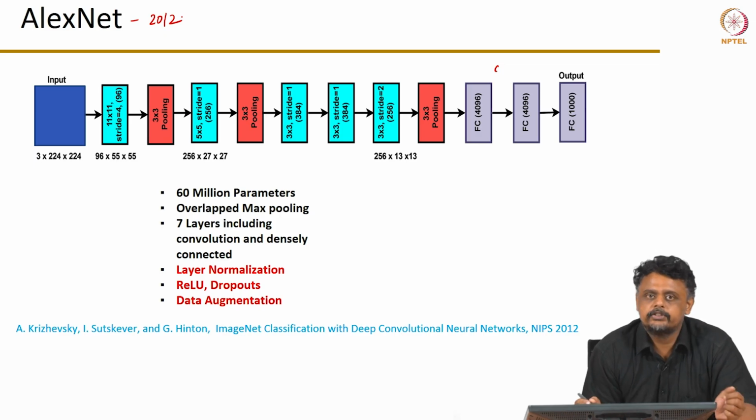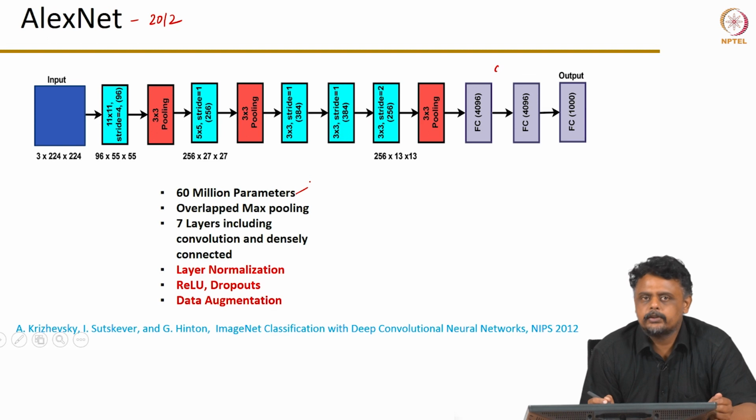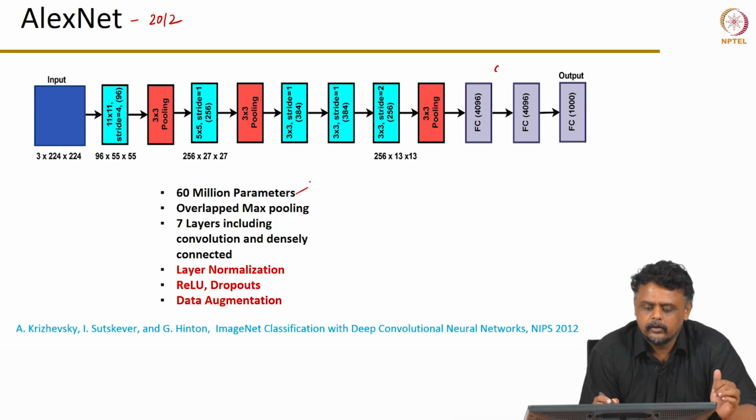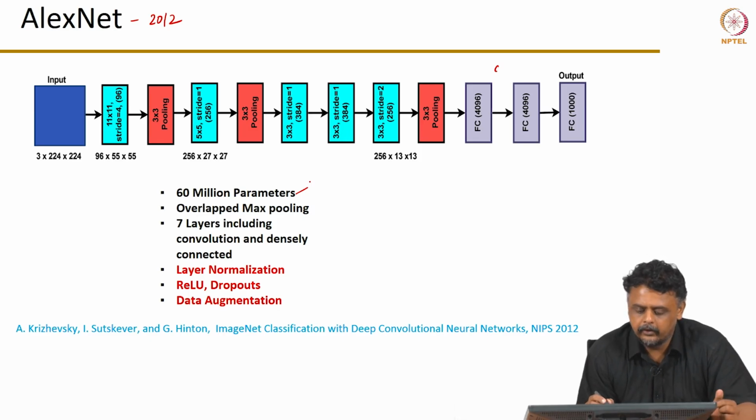Okay. So, this was a deep neural network with about 7 layers and 60 million parameters. The architecture of this network is very similar to LeNet-5 in terms of the convolution and max pooling operations, but it had various other innovations in it, as we will see in this video.